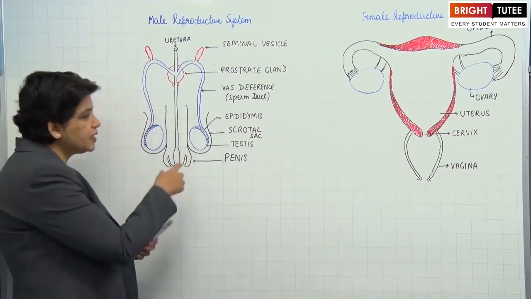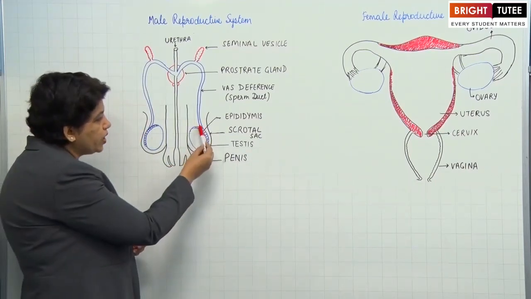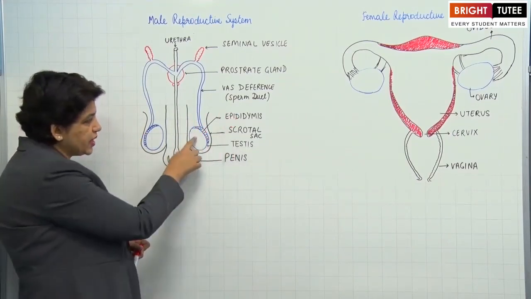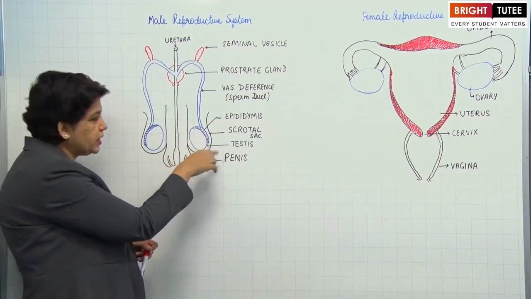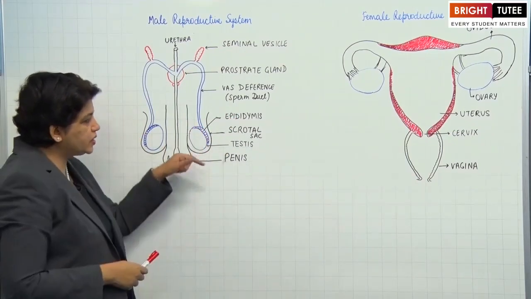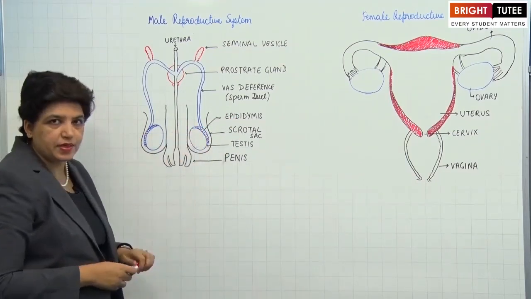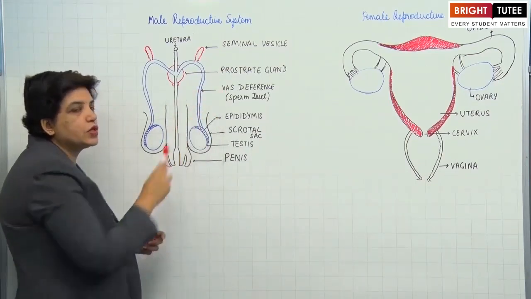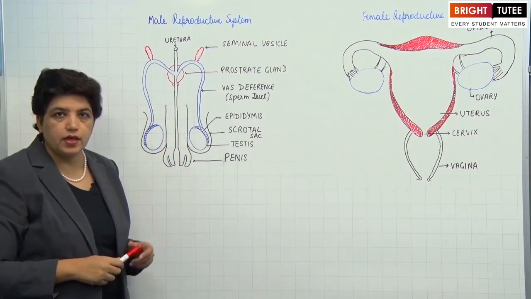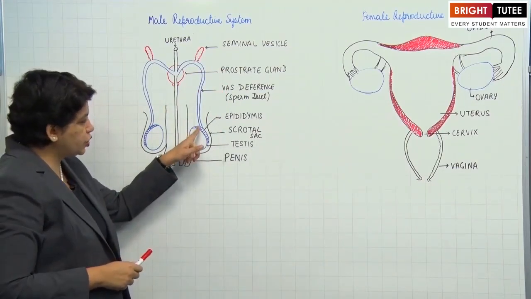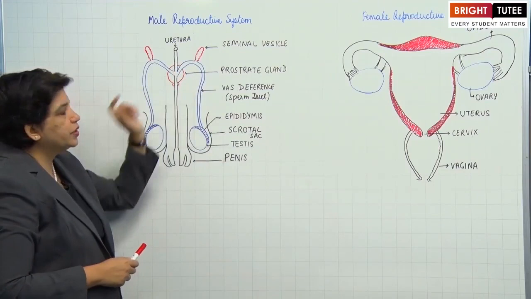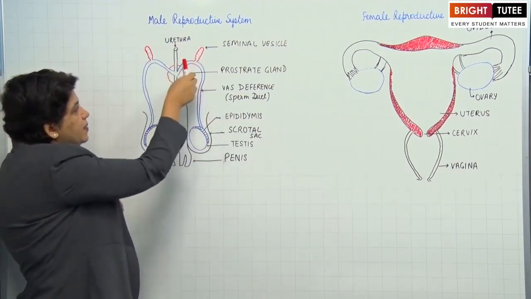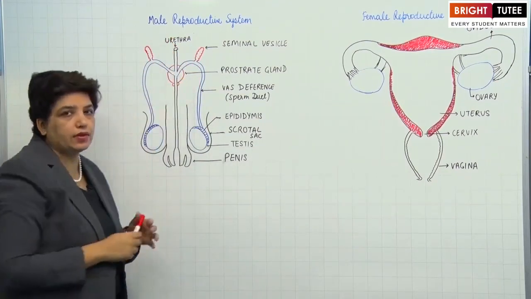Now, once the sperms are produced, they are stored in a coiled tube called epididymis. So the testes produce sperms continuously. They are temporarily stored in this coiled tube called epididymis. Then there is a tube-like structure called the vas deferens or the sperm duct. The sperm duct joins this epididymis to the urethra. There are a pair of vas deferens, and ultimately they unite with the urethra.